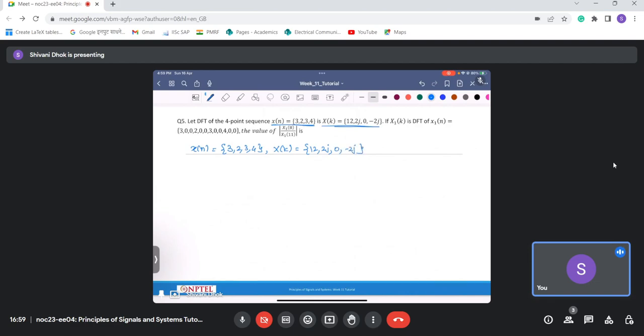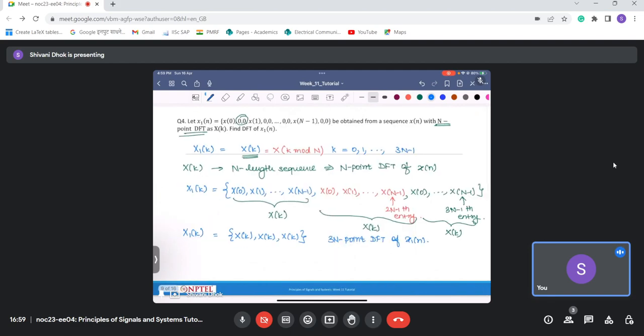And now what we need to do is find the DFT of this sequence x1n, which is given like this. It is basically x1k, and we need to find this ratio. Now this is basically 3, then 2 zeros inserted between the values. This is 2, then again 2 zeros, then 3, again 2 zeros, and then 4, again 2 zeros. So this is a similar setup to what we had in the earlier question. It is exactly the same with N equal to 4.